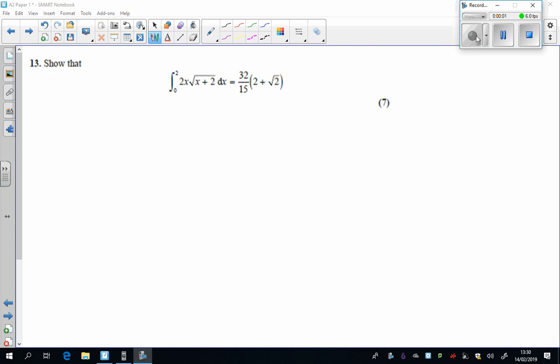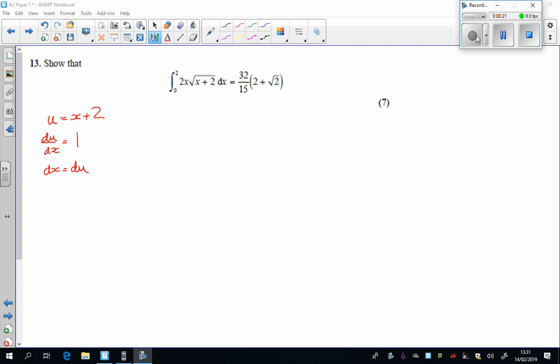Question 13 is your integration by substitution question. I'm going to do u equals x plus 2. Some other people might want to do a slightly different substitution of the square root of x plus 2. I think this way is a bit easier. This way we mean that du and dx are both the same.